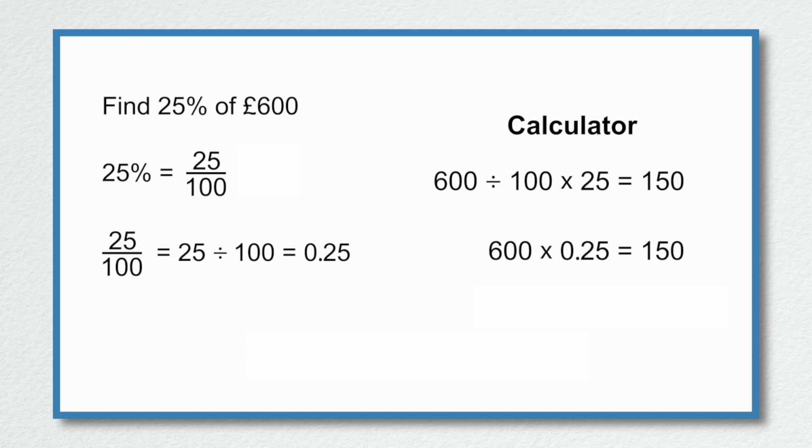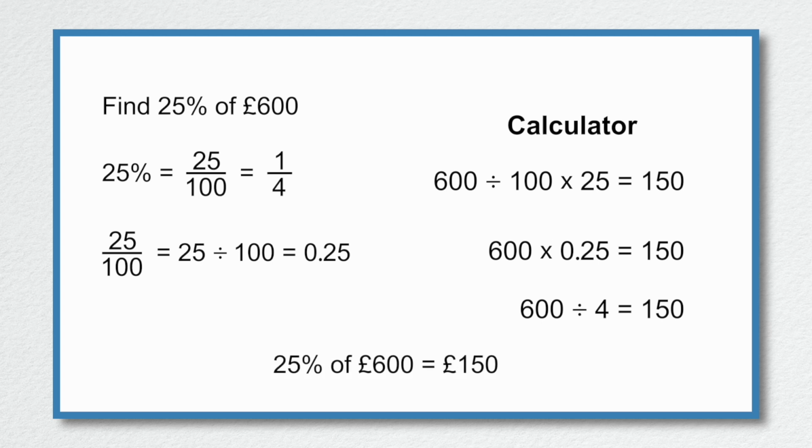But we can also think of 25 over 100 as a quarter. Remember, 25 over 100 can simplify to a quarter. So we could type into our calculator 600 divided by 4, because we're finding a quarter of 600. And again, we get 150. So 25% of £600 is 150.